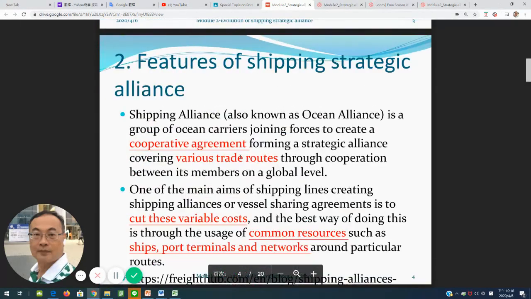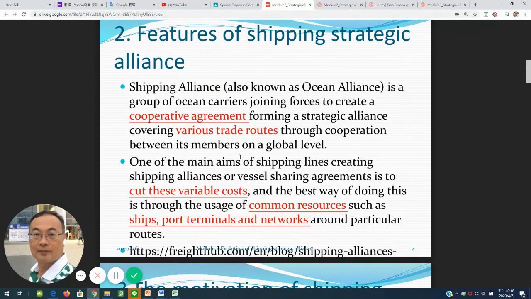Number 2 is features of shipping strategy alliances. Shipping strategy alliances are sometimes called ocean alliances because they sign a cooperation agreement to form strategy alliances covering various trade routes. One of their main aims is to cut variable costs, and the best way to do it is through usage of common resources, such as a ship, terminal, or network, even around a particular route.